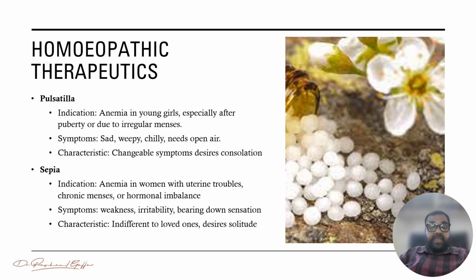Indication of the sepia, anemia in the woman with the uterine trouble. There will be a chronic menses or the hormonal imbalances. Symptom of the sepia covers the weakness, irritability, bearing down sensation. And the characteristic of the sepia, that is the indifferent to the loved one and the desire solitude. Other homeopathic medicine, the first one, that is the arsenicum album.